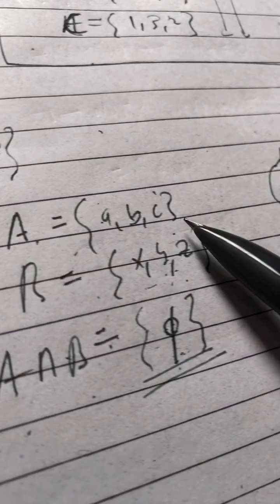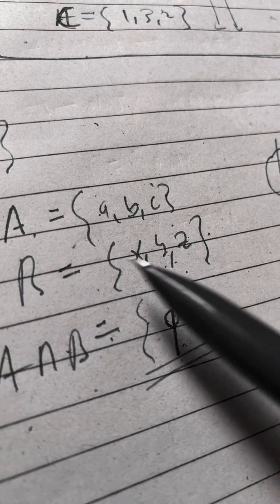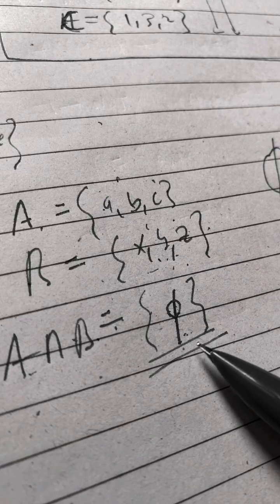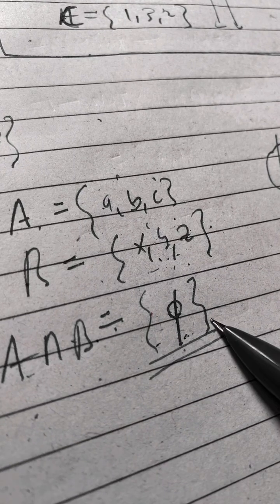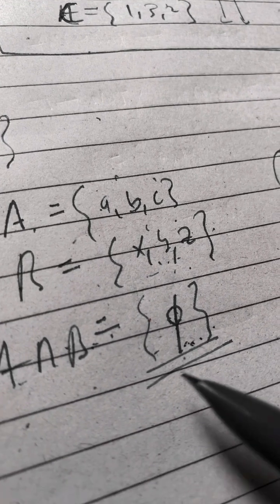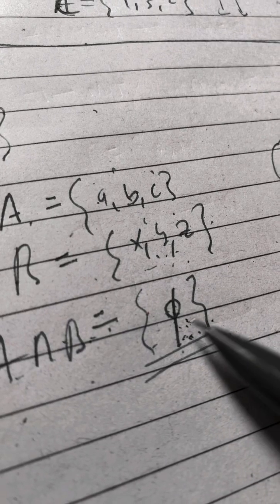Now here we come. This set A is {A, B, C} given, and {X, Y, Z} is set B. Intersection means what is common between them? Well, nothing is common, so phi. The set becomes empty. A intersection B is the empty set. It is completely empty. It is void of any element. It has no element in this set.